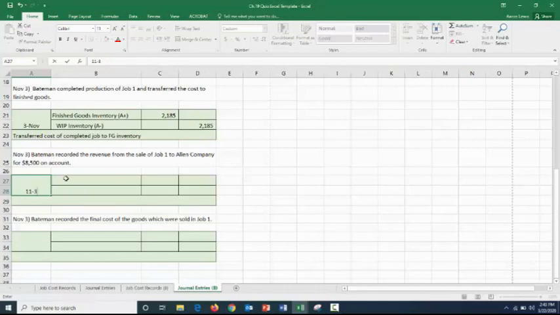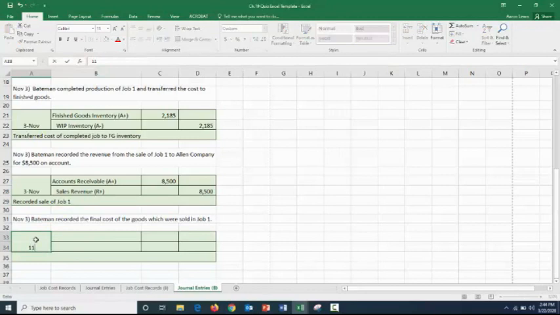So on November 3rd, when we record the revenue, we debit how we're being paid. This sale is on account, so we're going to put it into accounts receivable for the sale price, which was $8,500. And we're going to record the revenue that we had from this sale in our sales revenue account, which gets credited also for $8,500. We recorded the sale of job 1.